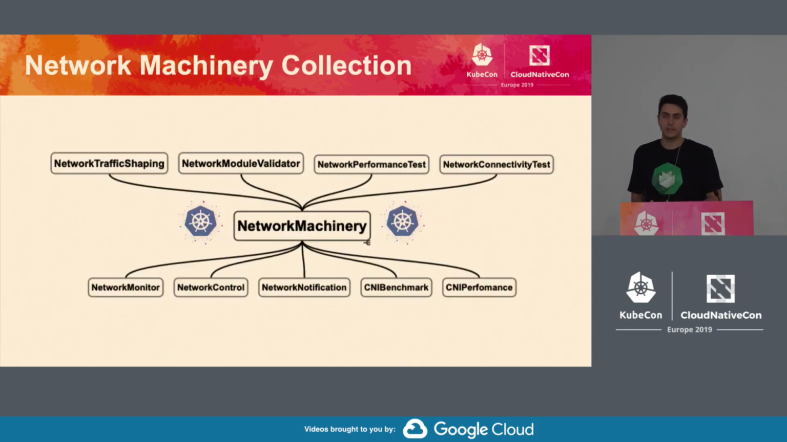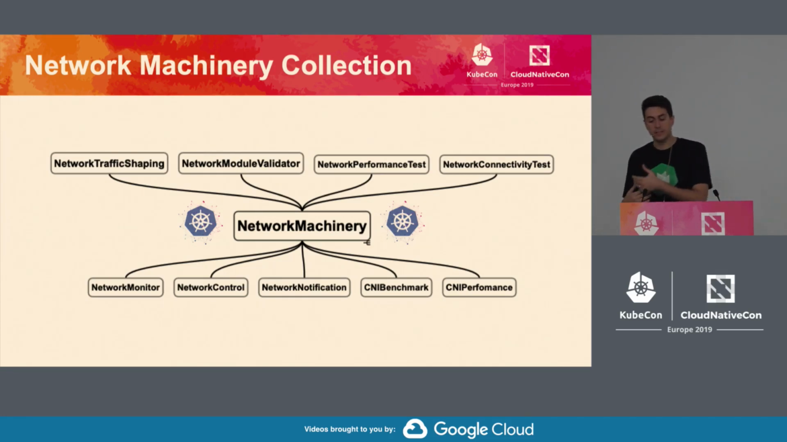So NetworkMachinery provides a collection of network troubleshooting resources. These are some of them, as it's currently in POC. We have the network traffic shaping CRD, which allows you to shape the traffic by specifying a pod and an interface, so you can inject loss or delay. We're going to talk about it later. There's also the network module validator. We talked about it in previous KubeCon talks, where the problem was that certain modules were disabled. This allows you to ensure, or reconcile, that certain modules are up and running all the time.